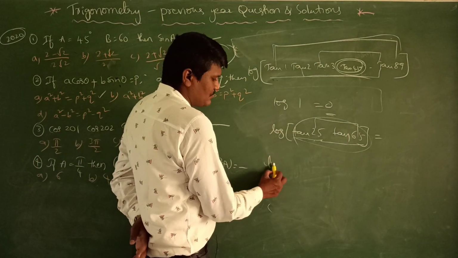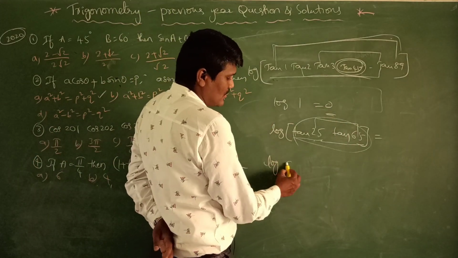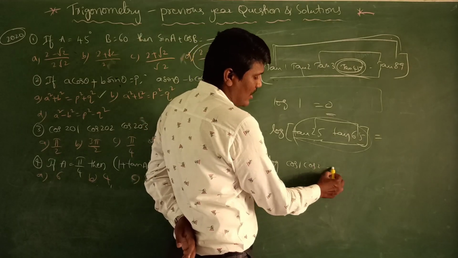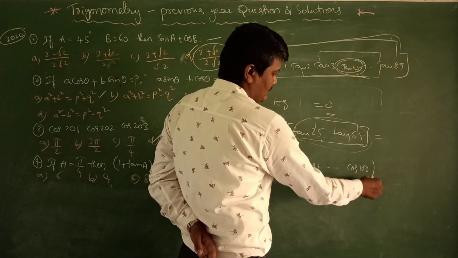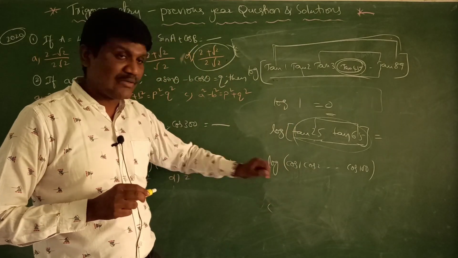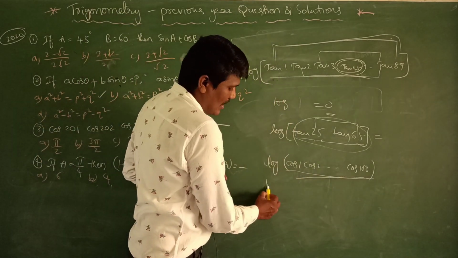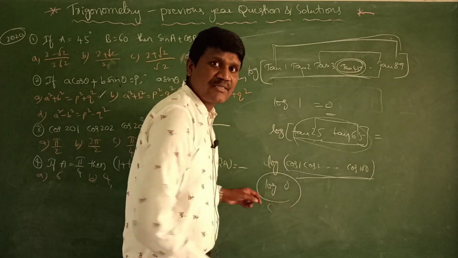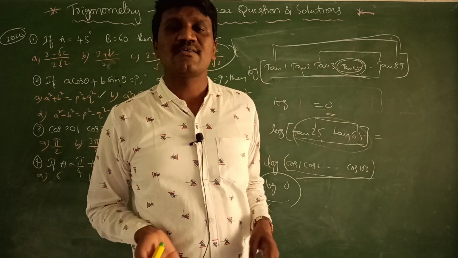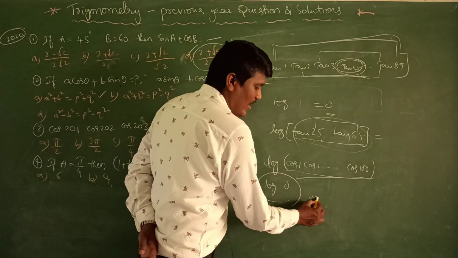Sometimes they may give like this: log cos 1, cos 2, and so on up to cos 100. Then what is this value? So I said this value is 0. So log 0. What is the value of log 0? Log 0 is undefined. So the answer is undefined.